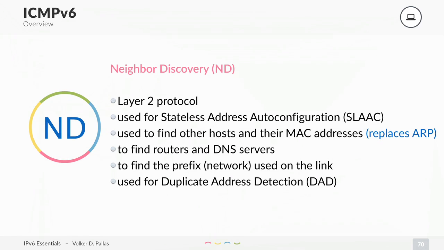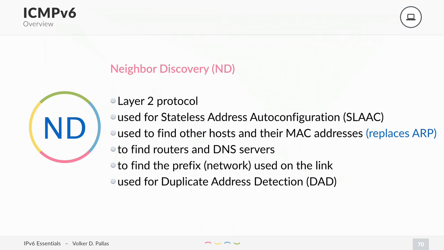Let's have a look at the Neighbor Discovery Protocol. It is layer 2 and it is also used for the stateless address auto configuration, SLAAC, which I will talk about later. This is used to address hosts in your network which can replace DHCP. Neighbor Discovery is also used to find other hosts and their MAC addresses, like ARP was used in IPv4.